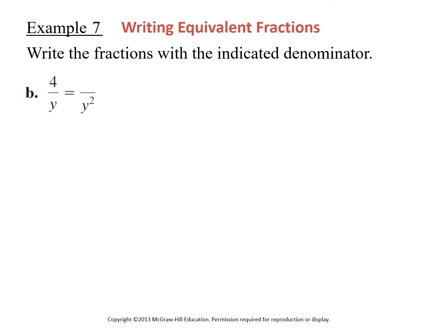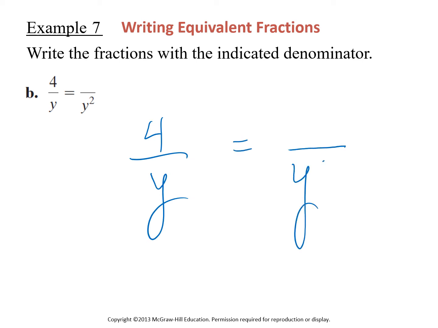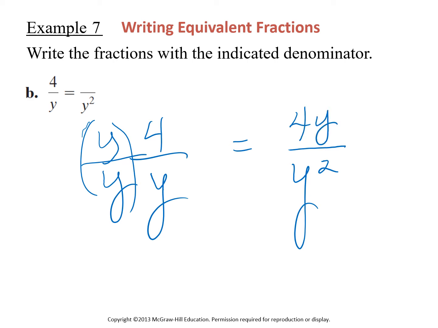So here I have 4 over y, but I want my denominator to be y squared. So I recognize to go from y to y squared, I need another factor of y. So I need to multiply by y over y. Again, we can only multiply by some form of 1 without changing its value. Y times 4 is going to be 4y.